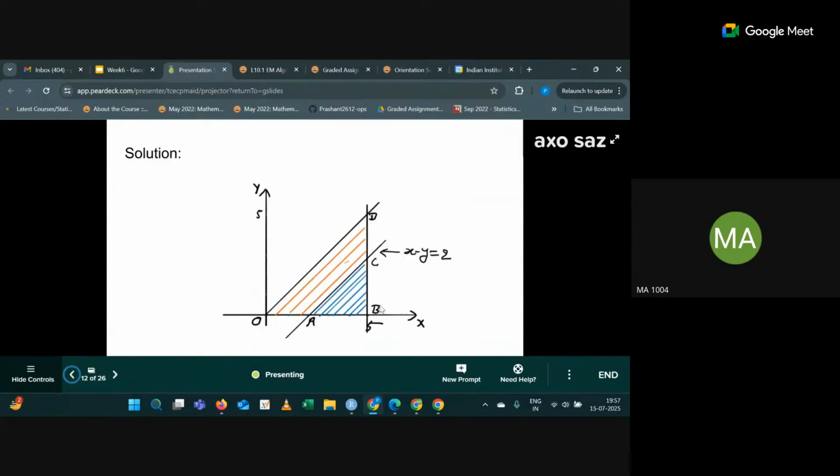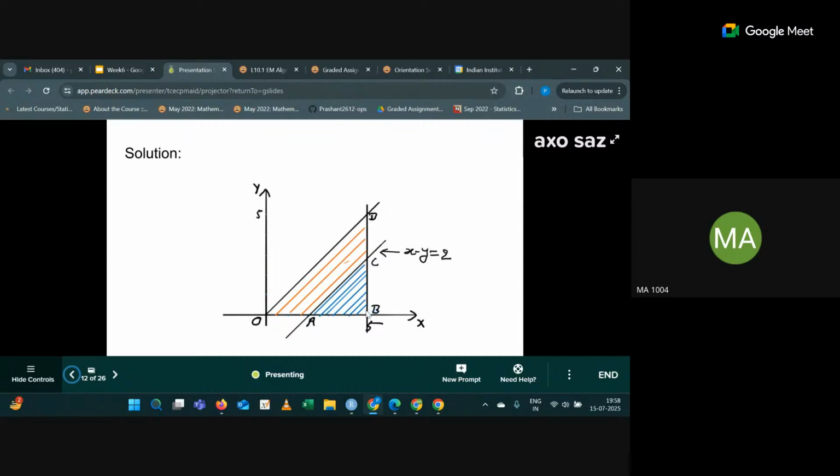Tell me, what is the area of OBD? Half into base into height, the formula of a triangle. Base is 5 and height is 5 for OBD, the big one. You can see my cursor, right? So the total area is 25 by 2. Now, what is the favorable case? I need this orange. So first, just calculate the blue area. It will be half into base into height. So what is the area of blue? Half into, tell me what is the base?